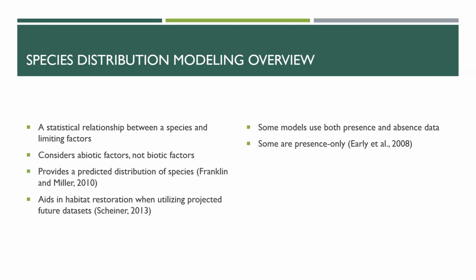And there are multiple ways of modeling to generate an SDM. Some include presence and absence data, while others only utilize presence data. And the use of presence-only methods has increased over time due to an increase in available presence-only data in the form of citizen science, such is the case with wild lupin.